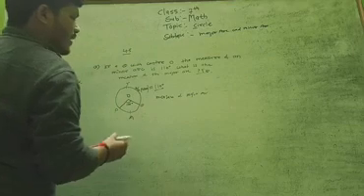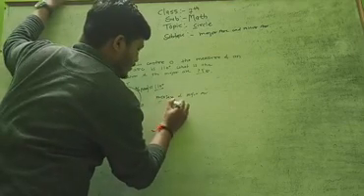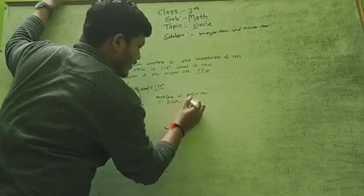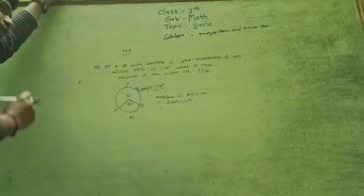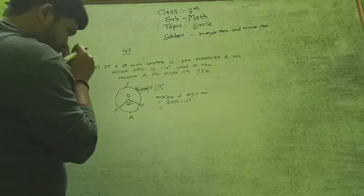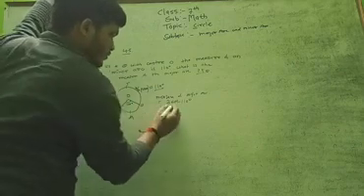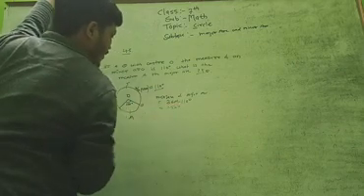What is the measure of a major arc? That is 360 degrees minus 110 degrees. Okay, 360 degrees minus 110 degrees. Now, it is 250 degrees.